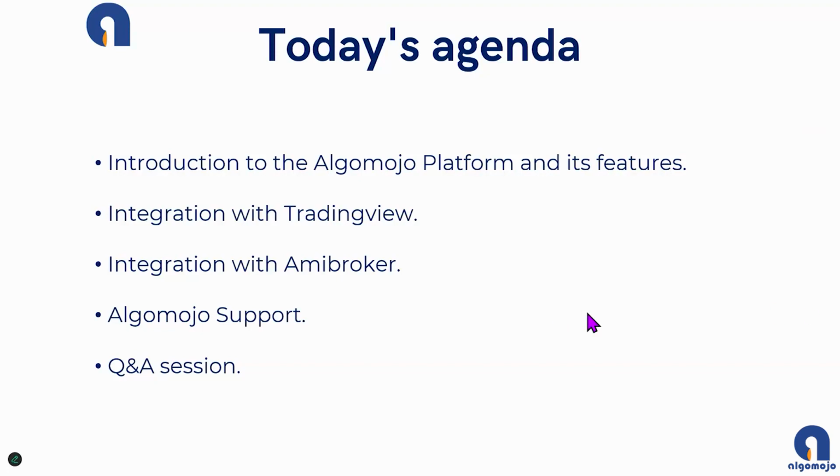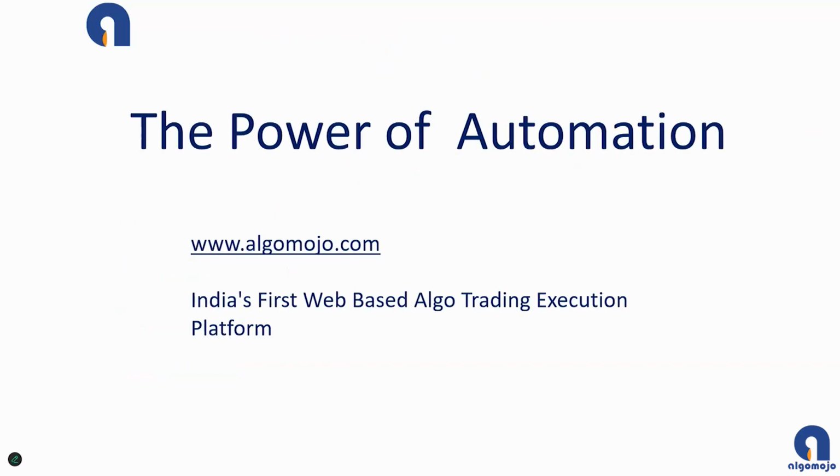Now, we'll start with the introduction to the platform. Our website is algomojo.com. It's a web-based trade execution platform, I would say. We don't have any mobile or any other form of app. If you have any browser, you can log into our website and use all the facilities and features that are available in our platform.